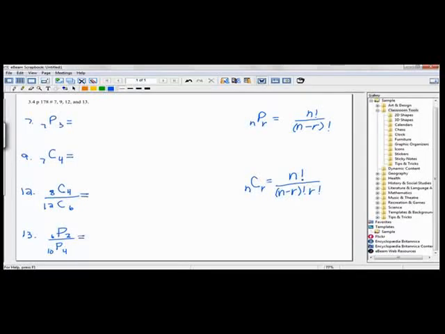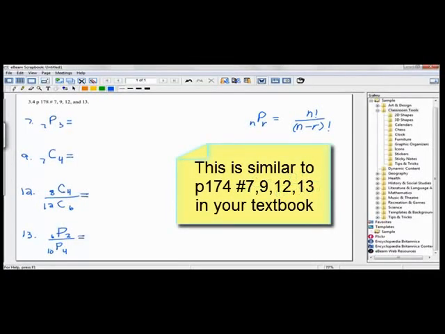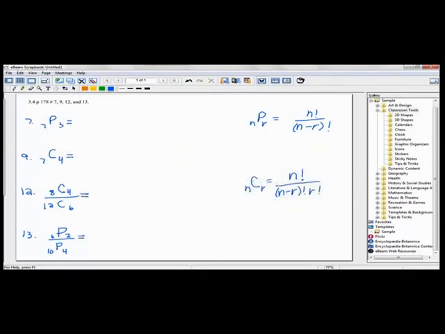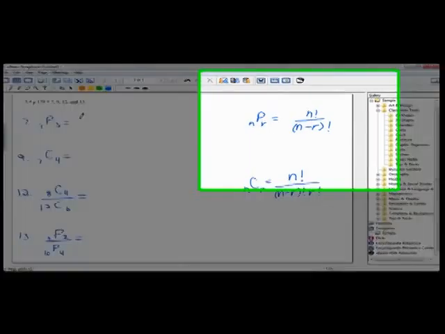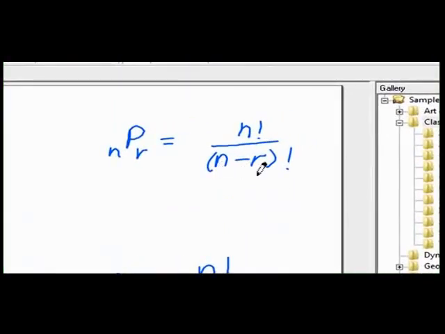This is page 178, section 3.4, numbers 7, 9, 12, and 13. And so the formula for permutation, with permutation, order matters. So you're talking about vice president, president, secretary. So order matters with permutation. So the formula for permutation is going to be n factorial over n minus r factorial.